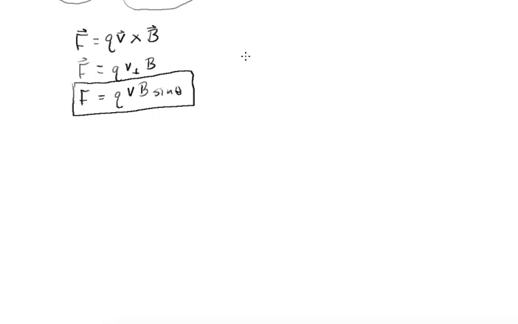So we have to be able to do that. What we're going to do is draw X's for a vector pointed in, and then we're going to draw dots. It's kind of like the tail feathers of an arrow going away from you, and we're going to draw dots for a vector pointed out.